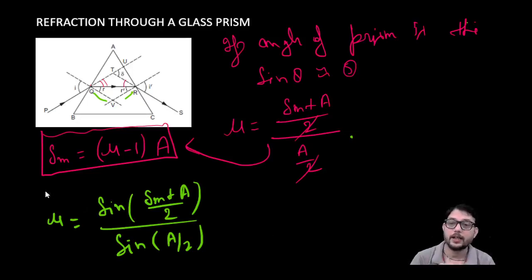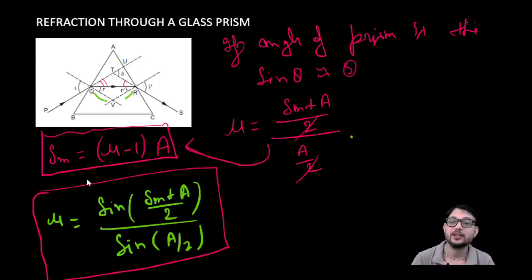So there are two derivations. This is your generalized derivation or generalized formula in case of refraction through a glass prism, whereas the other one is applicable only for the thin prism or when the angle of prism is thin. So I hope and I believe that this lecture is now clear to all of you. Okay.